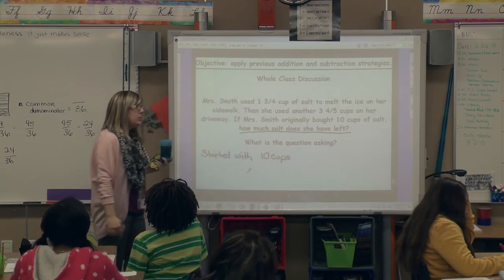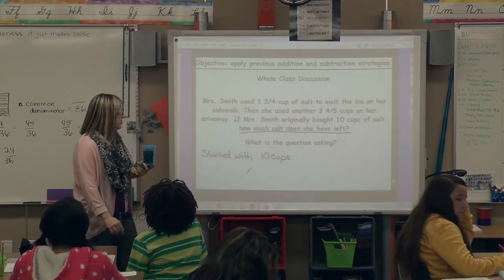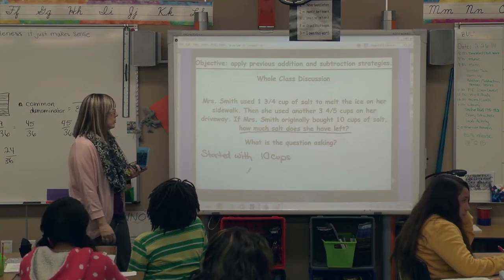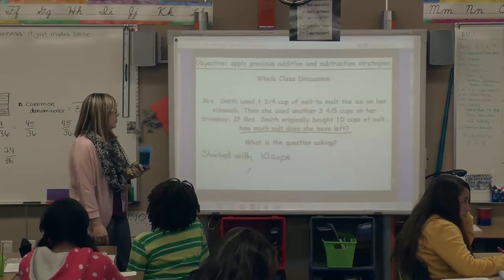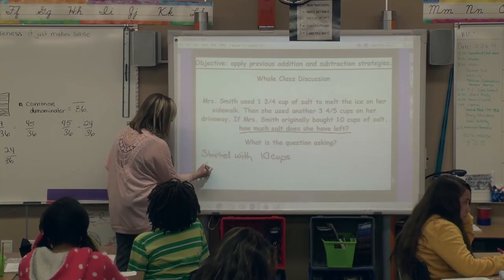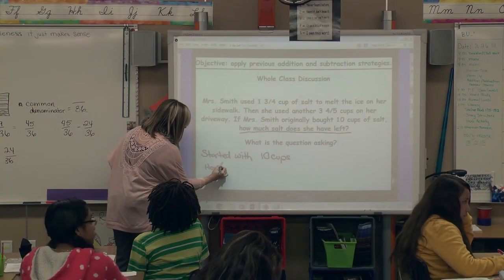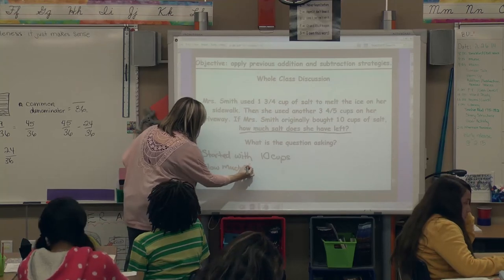Okay, David, can you repeat what you said? And then I can write it down. I said, she started with 10 cups of salt, and then we want to find out how much she will have left when she uses the 1 3/4 and the 3 4/5.